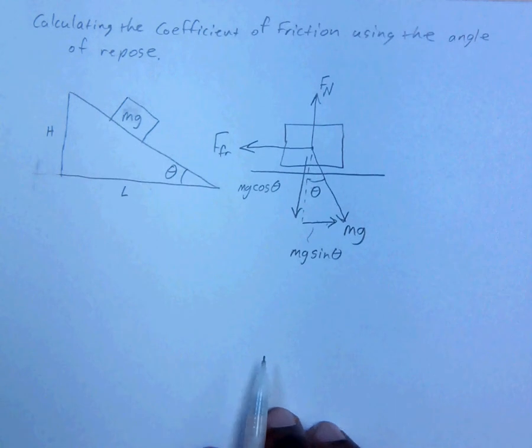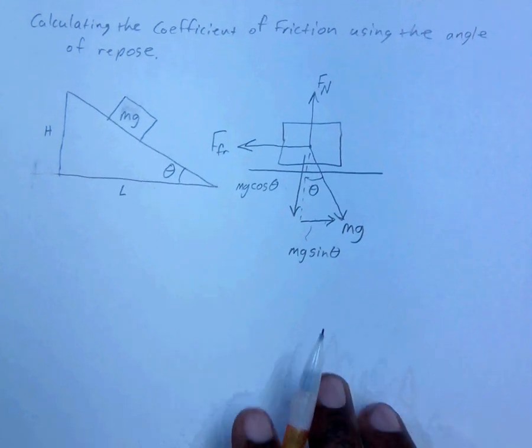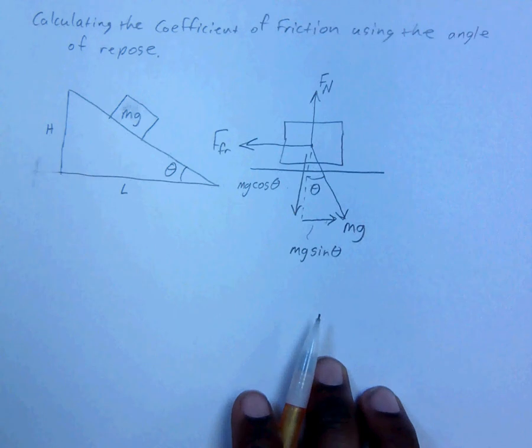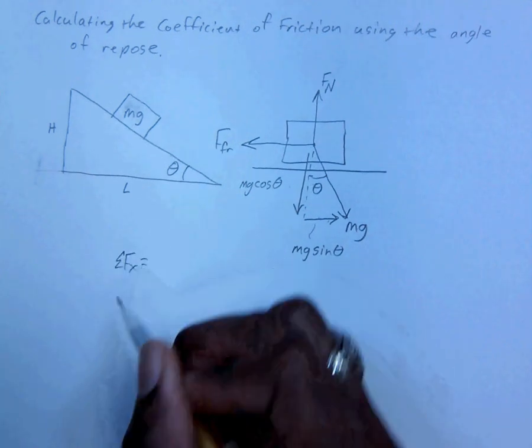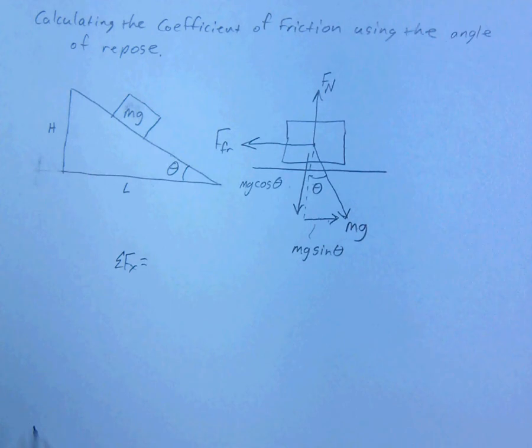Okay. And so to go ahead and analyze what's going on, we're just going to do our equilibrium equations, which is to say that the sum of the forces in the x direction is supposed to equal 0. What do we have in the x direction? Well, we have our friction force.